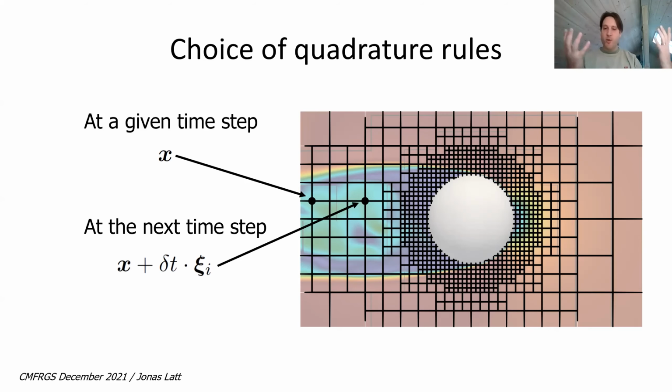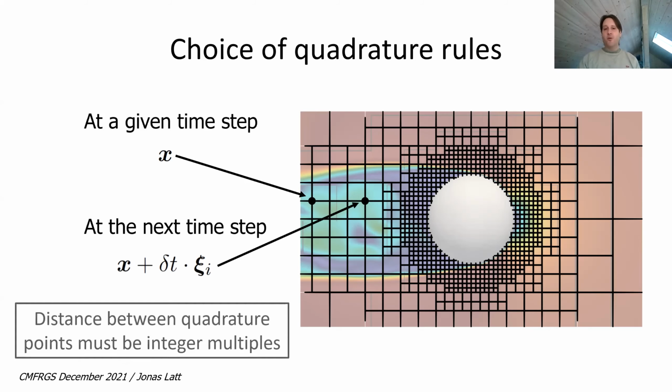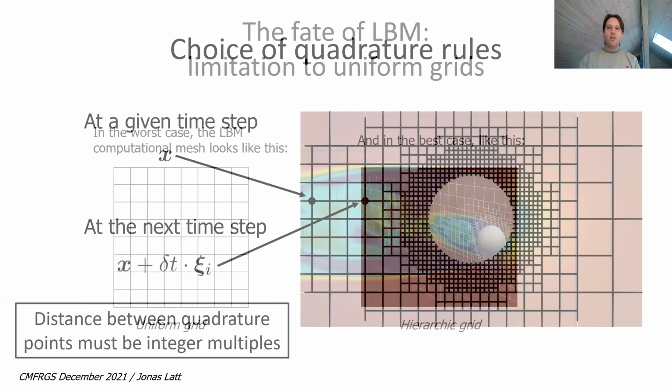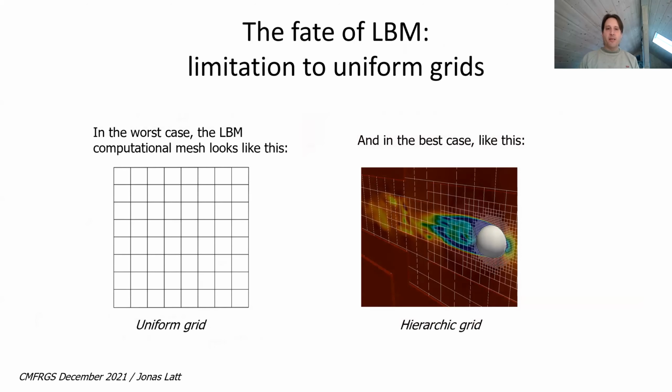There are always exceptions to everything, but if you take the fundamental lattice Boltzmann method, you're always going to be limited to a uniform mesh. A uniform mesh, which is mostly a matrix, or as it is in this picture, a hierarchic structure of matrix, pieces of matrices. So let me summarize that again.